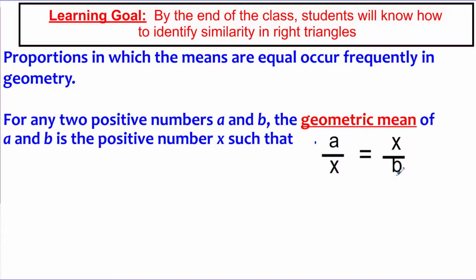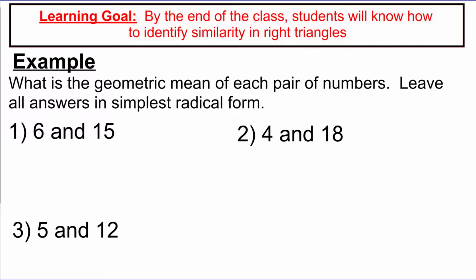So we're saying a and b, if I use those as my input values, then I'm going to be able to calculate a geometric mean. So let's see this in practice, and that will make a lot more sense than just using the algebra. If I just say, what is the geometric mean of 6 and 15, we're going to leave our answer in simplest radical form because we do not like decimals unless we have to use them.